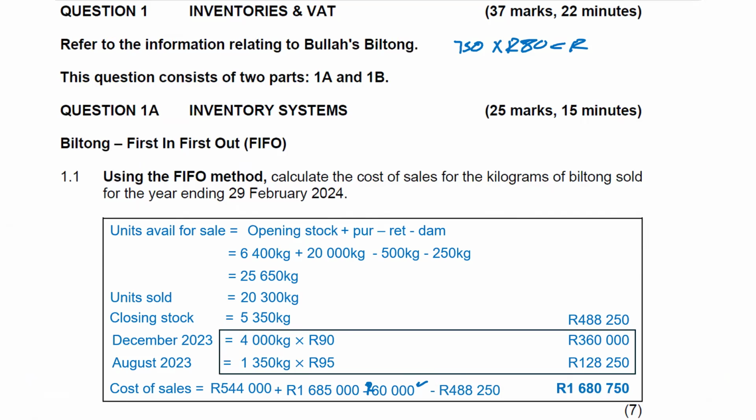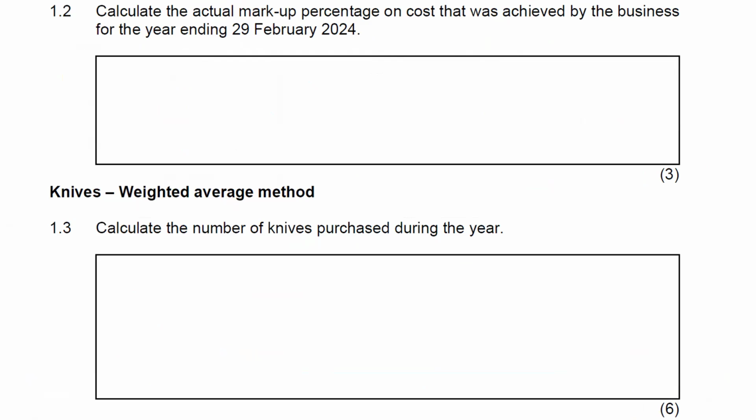That was beautiful, wasn't it? Easy peasy lemon squeezy. Now we need to calculate the actual markup percentage on cost that was achieved by the business for the year ending 29th of February 2024. When we talk about the markup, you need to remember the formula for calculating the markup. What is the formula? It's your gross profit divided by cost of sales, and then you multiply it by 100%.